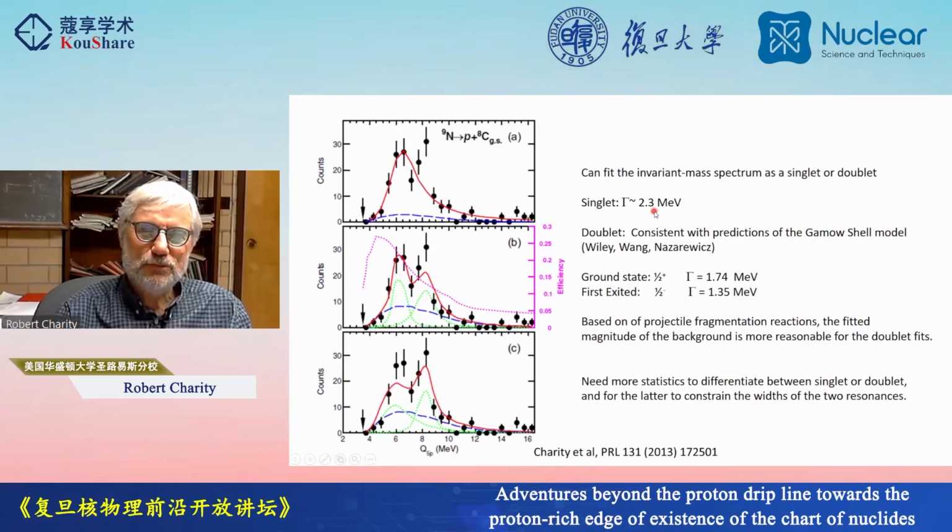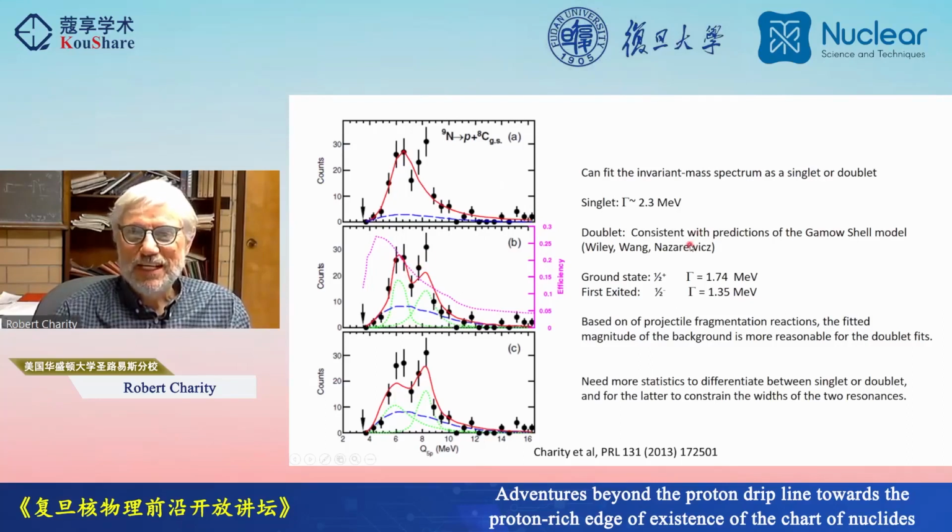The fit gives you a width of 2.3, so it's approaching this limit of 3.5 MeV, which we're trying to ascribe to the limit to the nuclides. However, we believe it's more likely to be a doublet. And one of the reasons is, of course, theory tells us that there should be 2 peaks there.